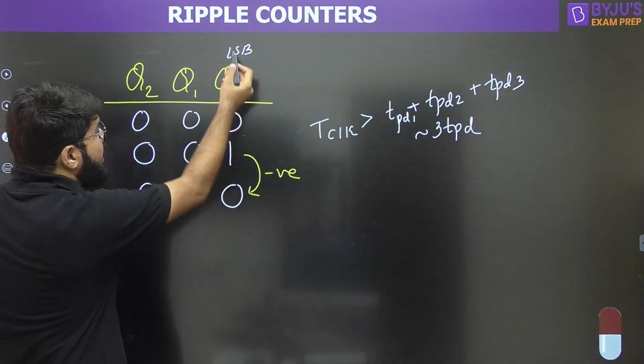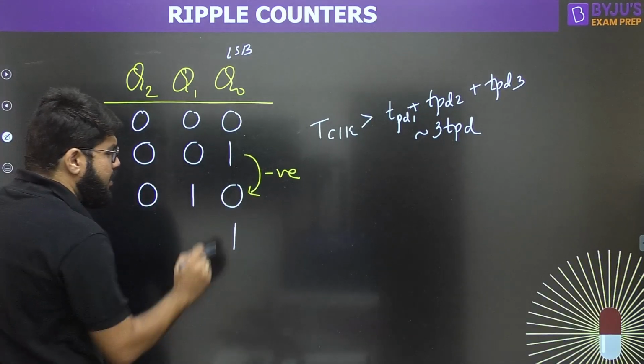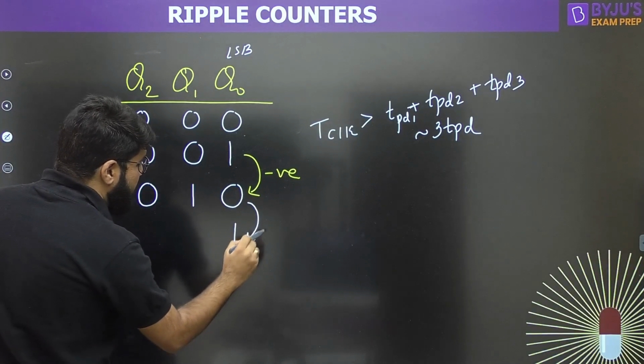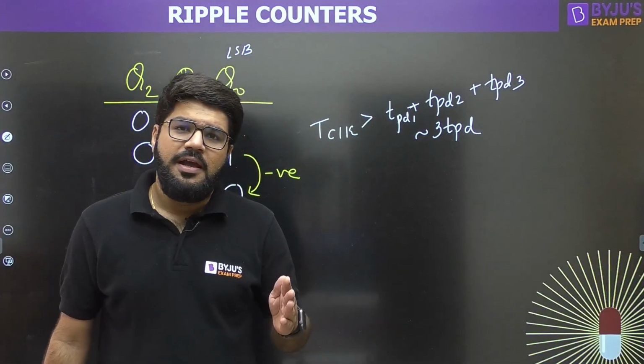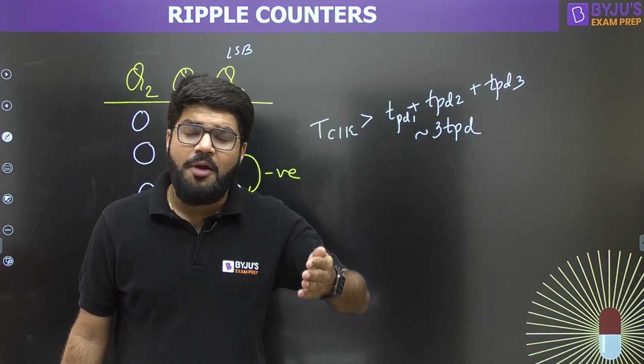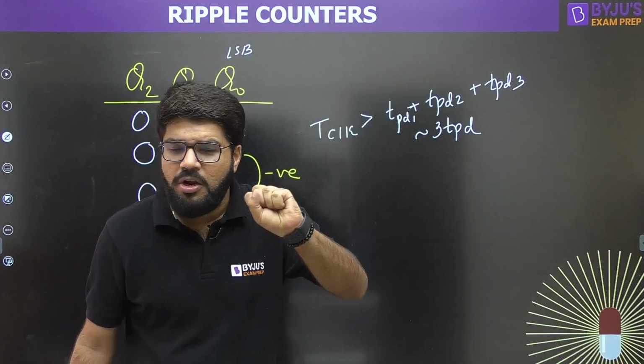Again after a certain time, the clock will be coming to the LSB flip-flop. It toggles and it becomes 1. What is this type of transition now? Positive. I'm again repeating to you, look at the transition of a flip-flop. If it is a negative edge, the next flip-flop will toggle, otherwise not. That is the moral of the story now.